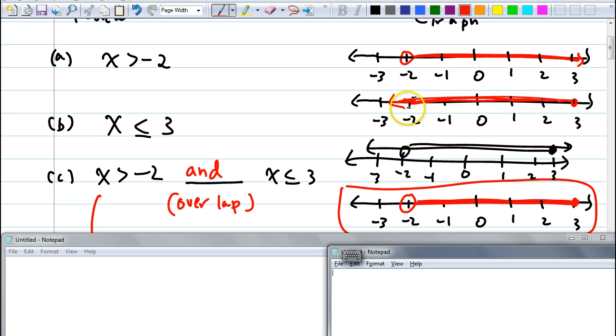Okay, it's because why? How about Bella? Why would I have an open circle at -2? The other one at 3 we have a closed circle. How come we have an open circle at -2? This is important.